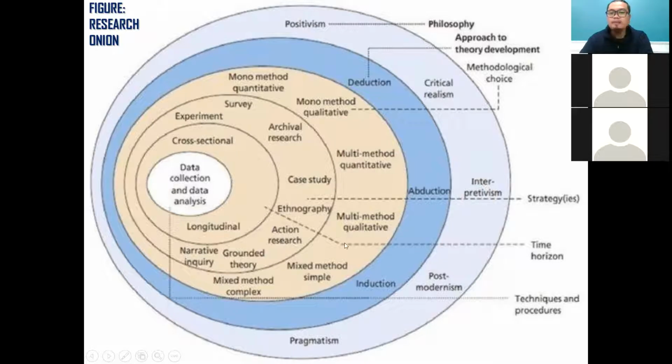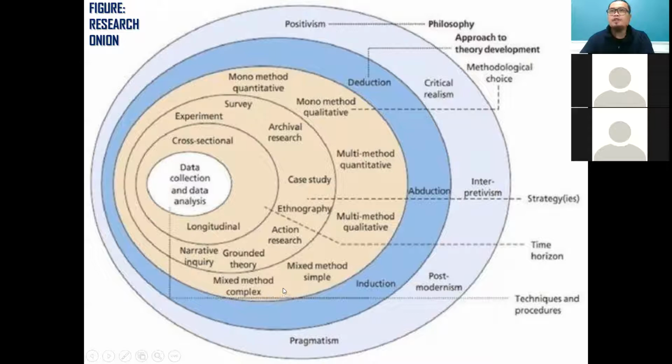Or the second one is multi-method qualitative. First, use case study. Second, action research. In this research, I use case study and action research. Then we call that multi-method qualitative because you use two methods in the qualitative. Okay, we have mixed methods simple and mixed methods complex. Okay, mixed method, simple and complex.